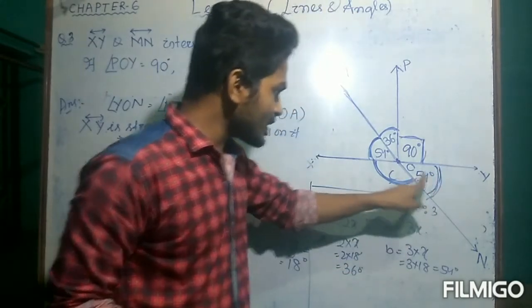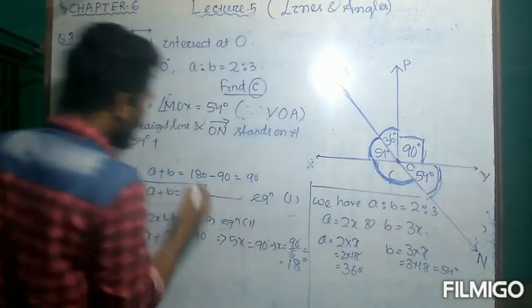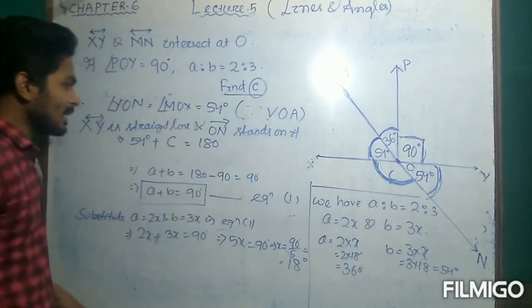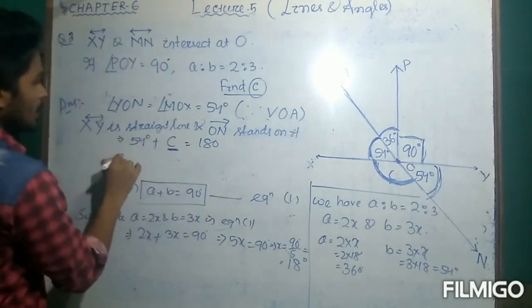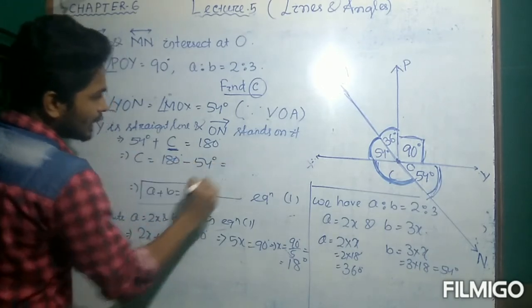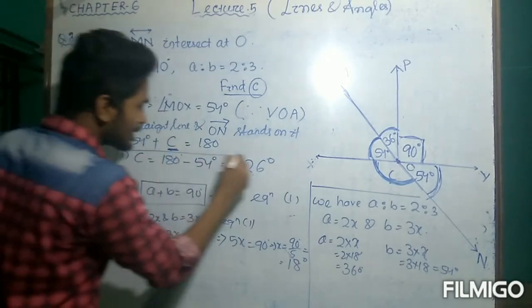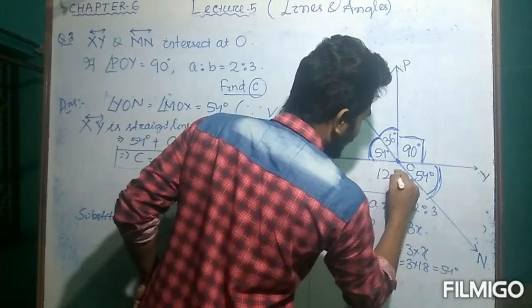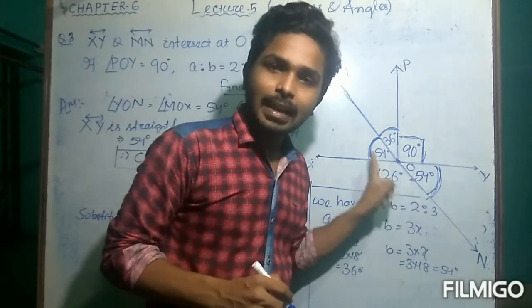So you can write this angle means 54 degree plus this angle means how much? C is equal to 180 degree. Okay. Now you can easily find this unknown value. So let's find. So C is equal to 180 degree minus 54 degree is equal to 126 degree. Hence the value of C is equal to 126 degree. Okay. So here we find the value of 126 degree as C.